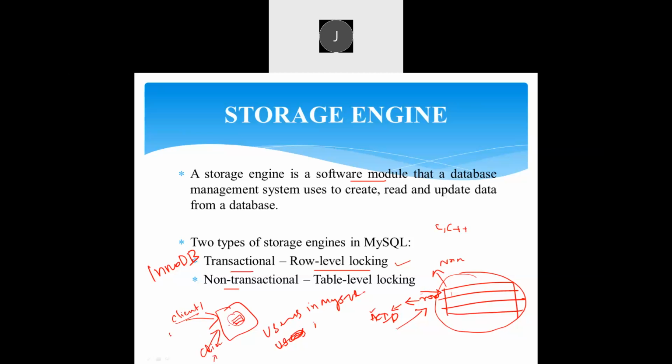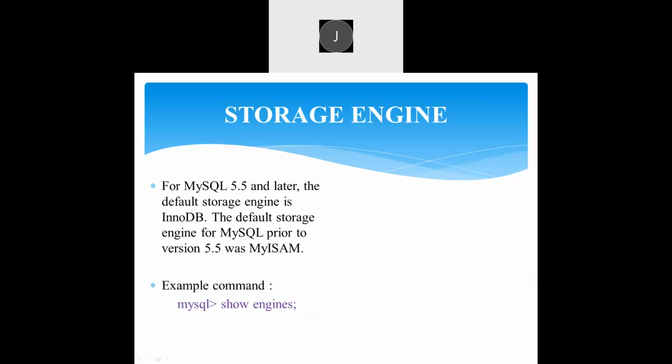When you lock the table row-wise, so that two clients cannot write queries to access the particular row, then we say it is transactional. Otherwise, if the table itself is locked and cannot be accessed, then it is non-transactional. The MySQL engine is developed in such a way that if it is of the InnoDB type, whatever I told will be satisfied, otherwise it will take some other engine. The engine is like the working of the database. For MySQL 5.5 or later, the default storage engine is InnoDB, whereas before it was MyISAM.